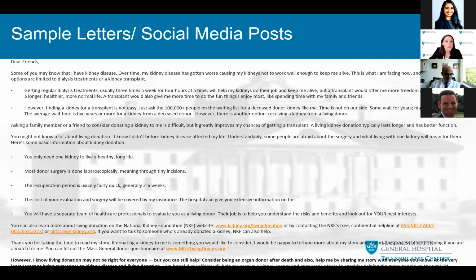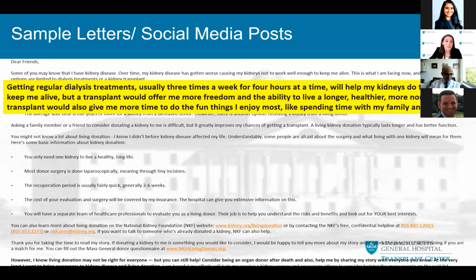the costs of donation. So now I'm going to have some samples that I'm just going to run through pretty quickly, and I'm going to highlight certain parts of it. So this is a sample letter coming from a recipient to potential donors, and the parts I thought were important are getting regular dialysis treatments, usually 3 times a week for 4 hours at a time, will help my kidneys do their job and keep me alive, but a transplant would offer me more freedom and the ability to live a longer, healthier, more normal life.